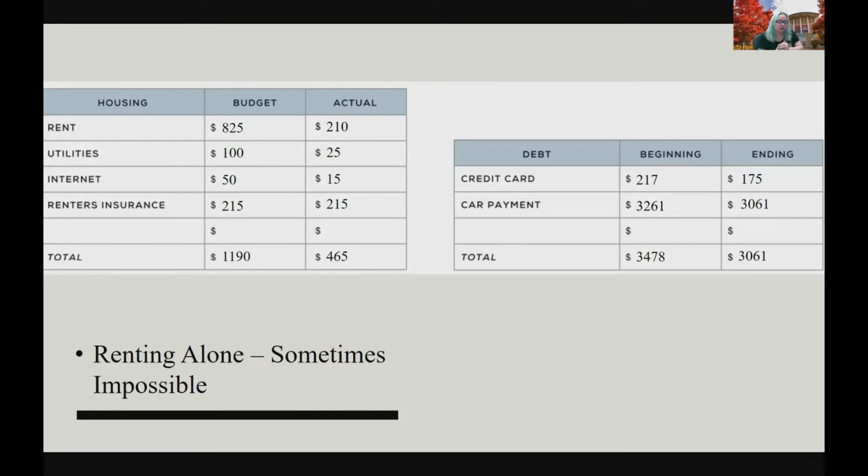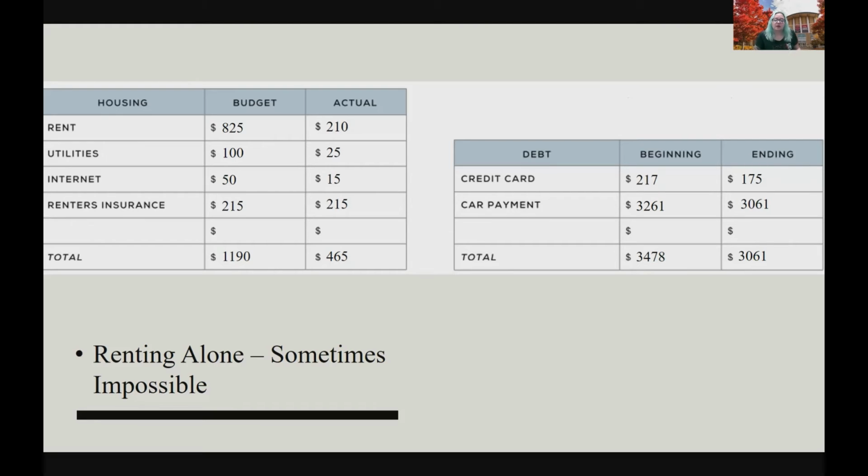So I know we're going quick, but bear with me. For this, we have housing and then our debt. These are two very important aspects of your budget, because if you don't live on campus, it's going to be expensive. It's just the fact. Renting or owning a house is expensive. You have to budget appropriately.